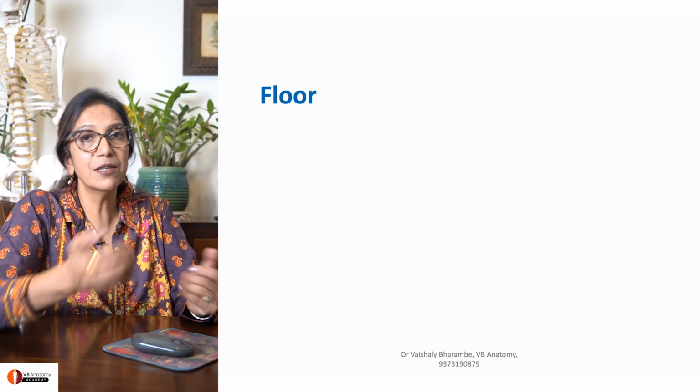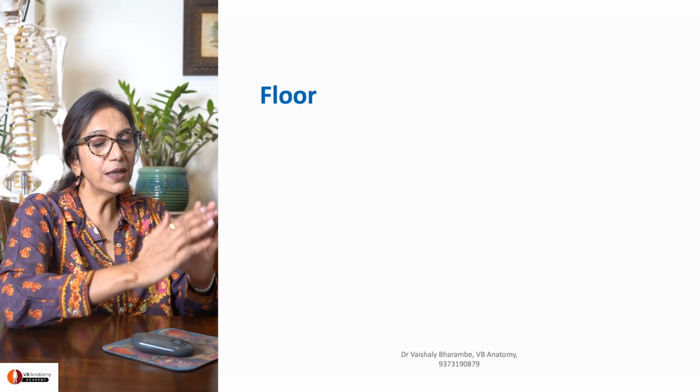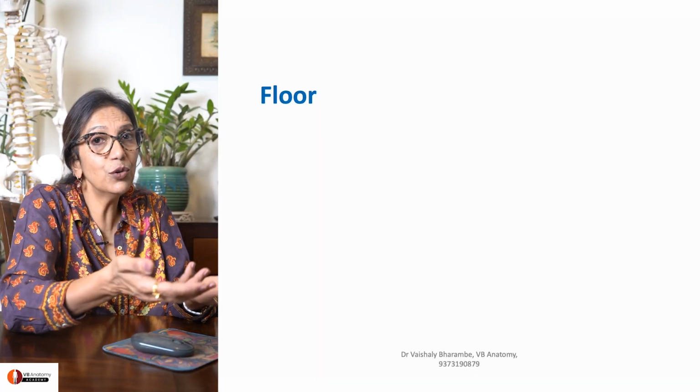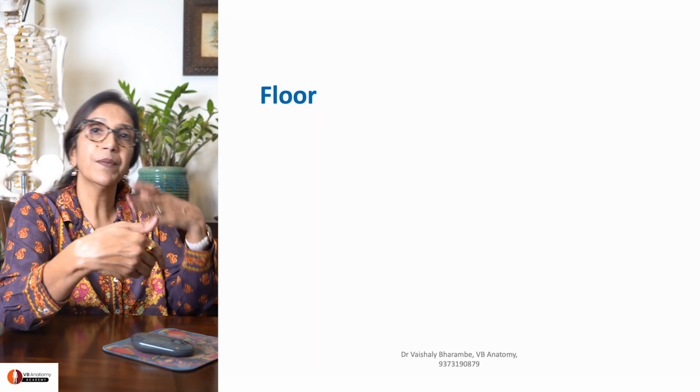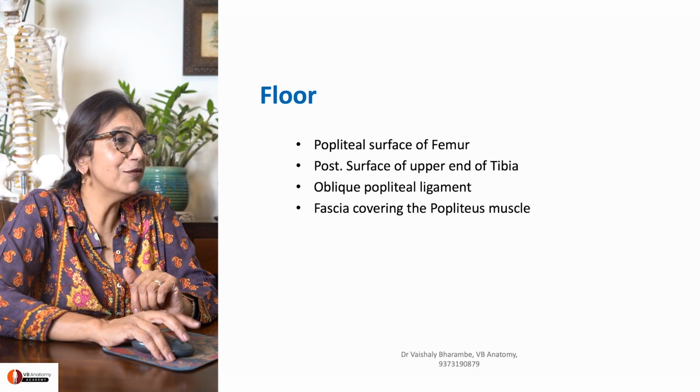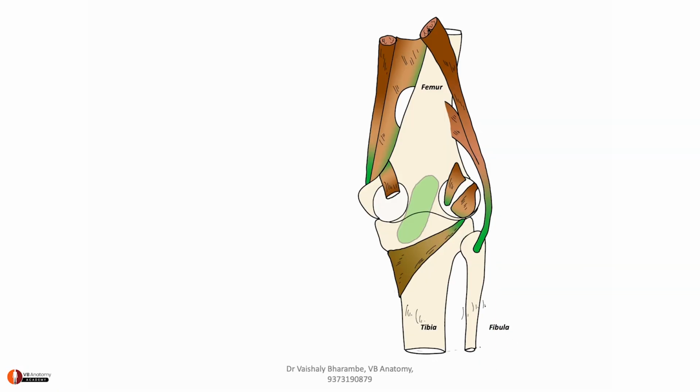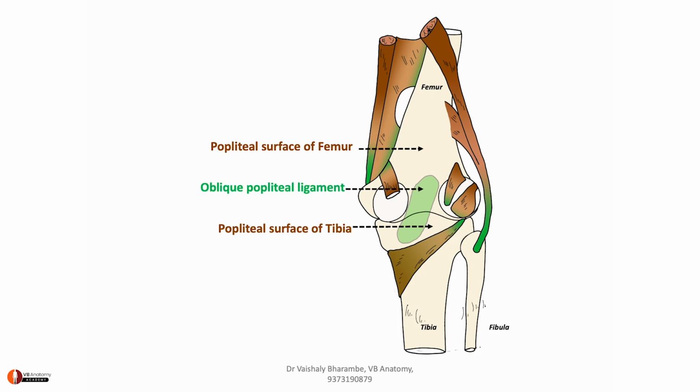Now what? Of course, the floor. Close your eyes and think. What are the structures that would form the floor of popliteal fossa? The 2 bones, of course. What are the 2 bones? Femur, tibia. Come take a look. Images are better for us to remember. All this is theory, you don't want to read it. Come. So that's the posterior surface of femur, referred to now as the popliteal surface of femur, the popliteal surface of tibia, oblique popliteal ligament, fascia covering popliteus muscle. All these structures together form the floor of your diamond-shaped popliteal fossa.